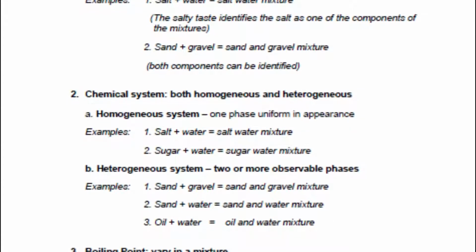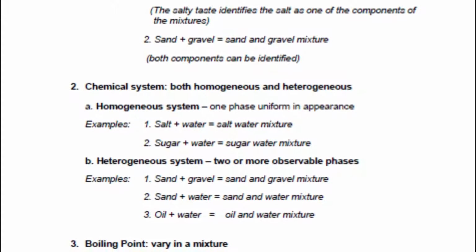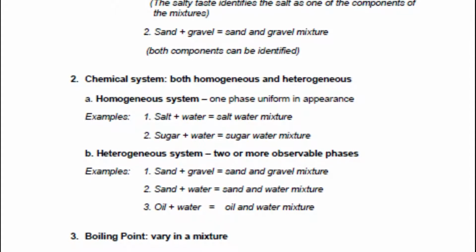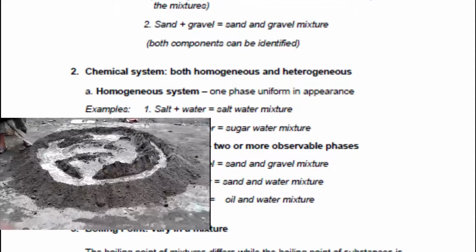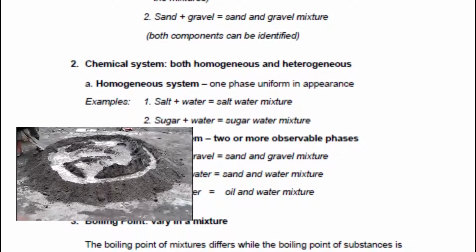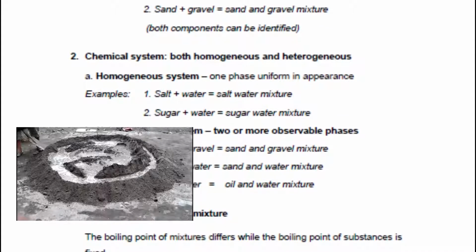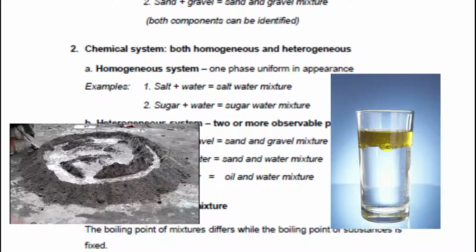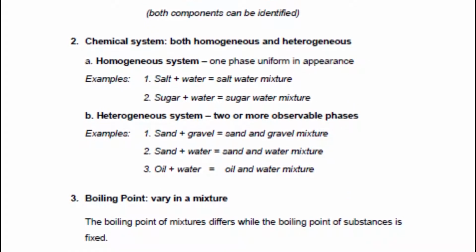The next is heterogeneous mixture. We can identify it because there are 2 or more observable phases. Example is sand plus gravel. Sand and gravel mixture. You can identify sand from the gravel in the mixture. Second, sand plus water. Sand and water mixture. Third is oil plus water. Oil and water mixture.